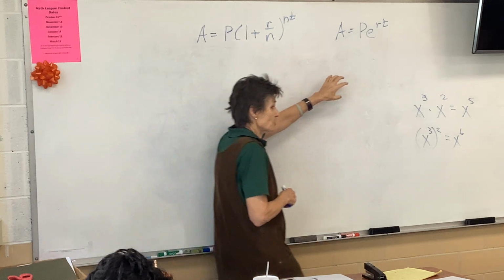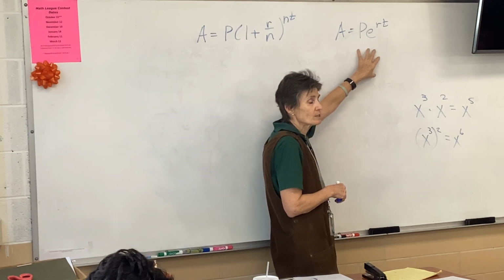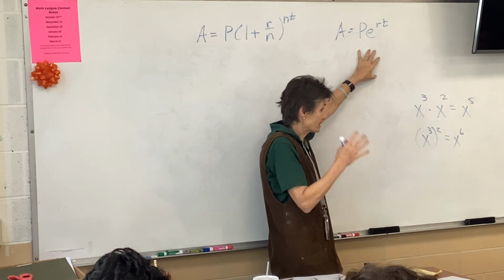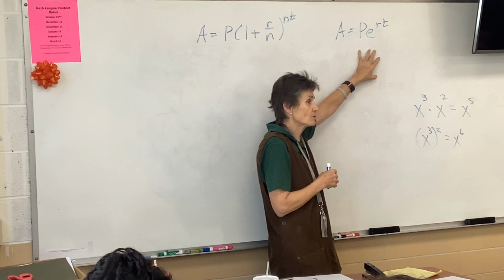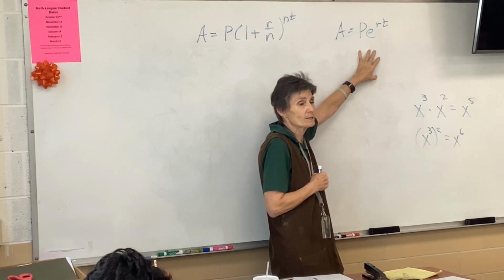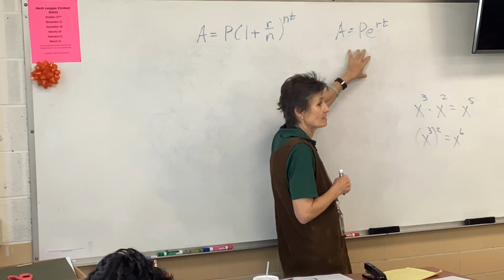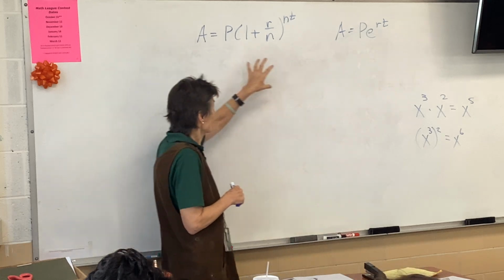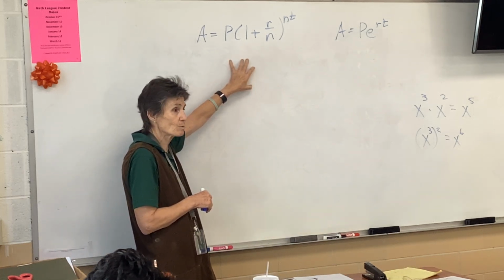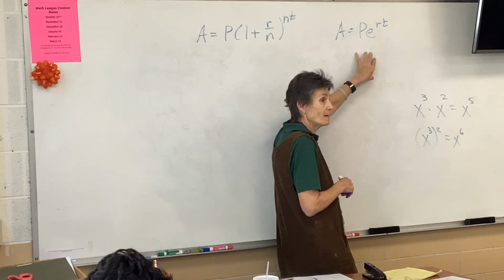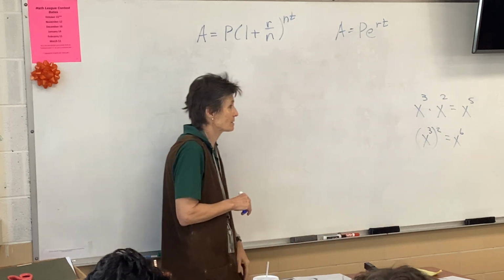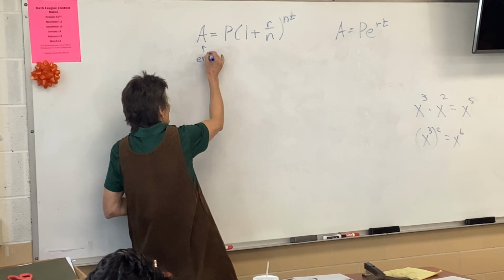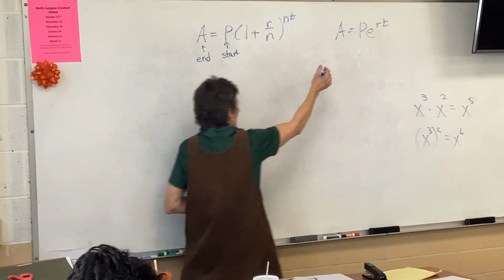This is your continuous growth formula. This formula will be used for problems in nature, like bacteria growth or radioactive decay. It will also be used anytime your interest is being compounded continuously. This is compound growth, this is continuous growth. This formula is only used with money, only with banking. This formula is used with money and with lots of other populations. Now, what do all these things mean? In both formulas, A is what we end with and P is what we start with. That's true of both formulas.